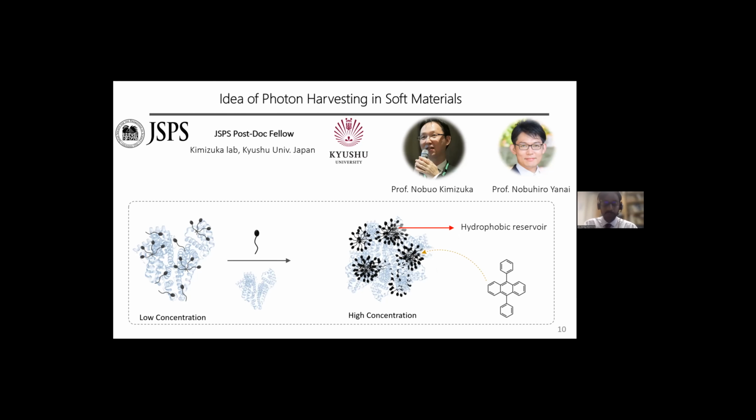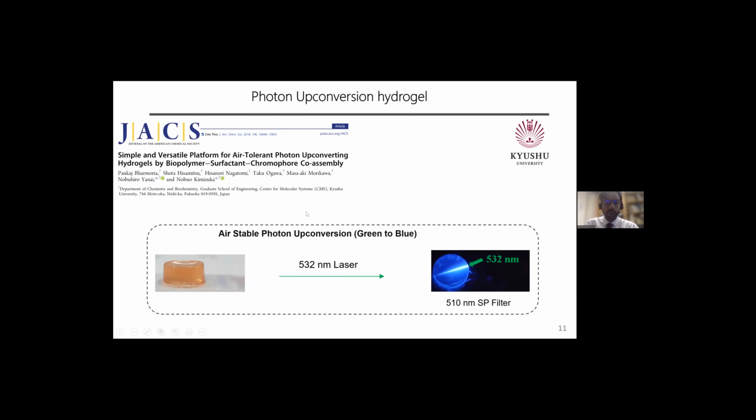So I worked on this process, and we could develop the first photon upconversion hydrogels, which showed very stable photon upconversion in the presence of air. You can see over here, when this system is excited at 532 nanometers, it shows emission at 437, a blue emission, which is the energy upconversion.